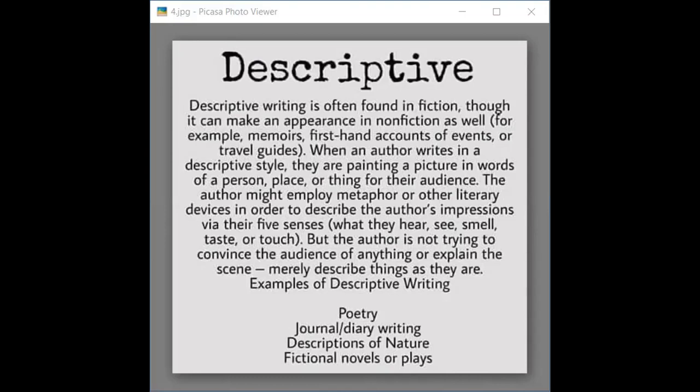But the author is not trying to convince the audience of anything or explain the scene, merely describe things as they are. Examples of descriptive writing: poetry, general diary writing, descriptions of nature, fictional novels or plays. Okay, so my first question for everyone is, what's a memoir? This word is pronounced as memoir. In British English, you wouldn't pronounce the R at the end if it's singular. But in American English, you would. If it's plural, then you would pronounce the S as a Z sound. Memoirs.